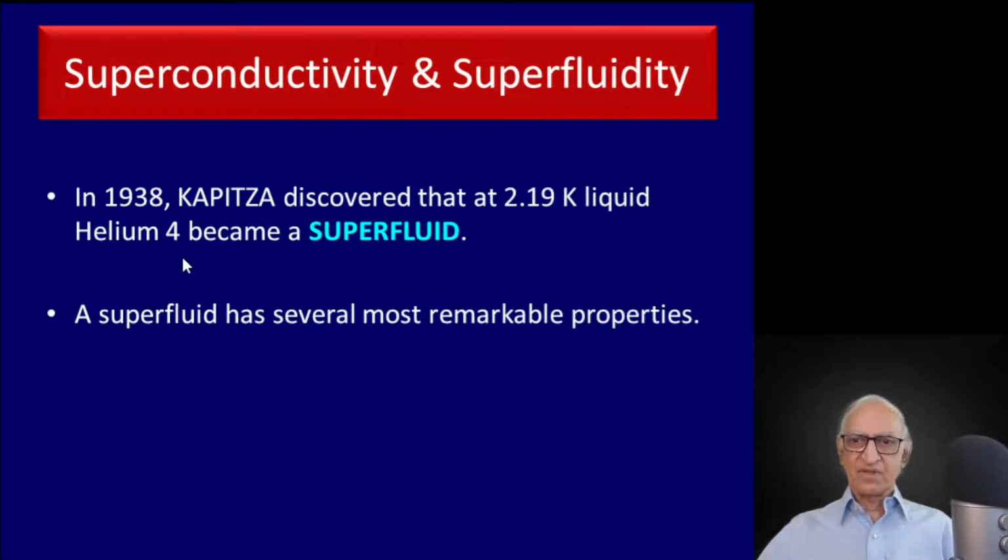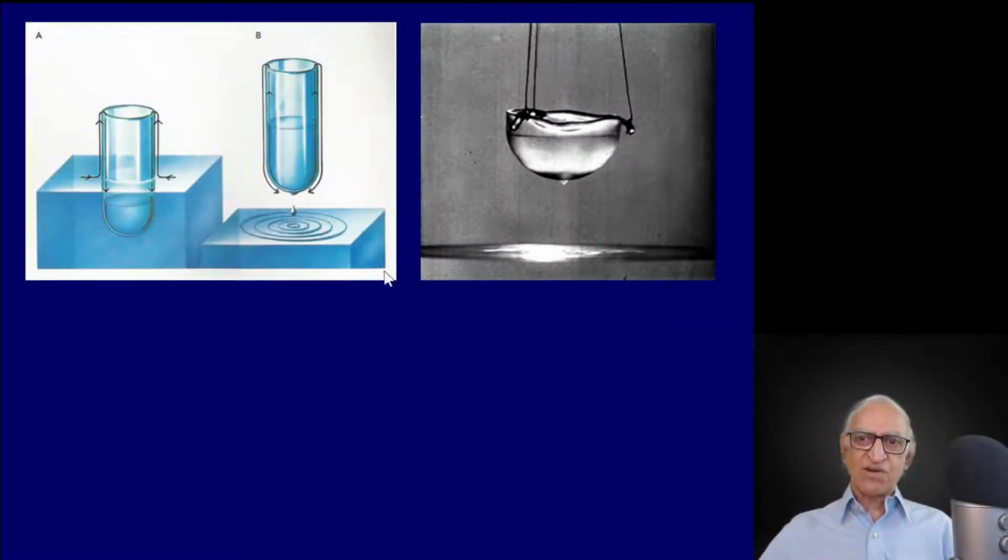In 1938, Kapitsa, the great Russian physicist, working with Lord Rutherford in the Cavendish Laboratory in Cambridge, discovered that at a temperature of 2.19 Kelvin, liquid helium-4 became a superfluid. Its viscosity became zero, identically zero. Now, a superfluid has several most remarkable properties. For example, if I have a superfluid in this rectangular bucket, and I stick a test tube like that, then the superfluid will climb along the walls of this test tube and flow into it. The test tube will get filled with superfluid, although I have not dunked the test tube inside the superfluid.